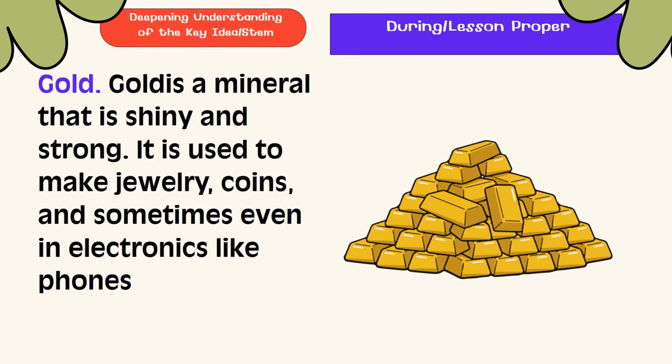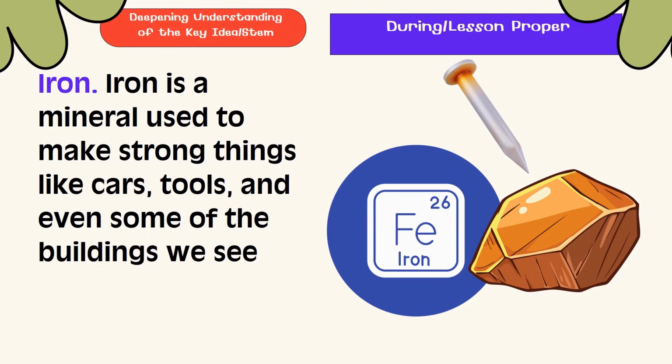Gold. Gold is a mineral that is shiny and strong. It is used to make jewelry, coins, and sometimes even in electronics like phones. Iron. Iron is a mineral used to make strong things like cars, tools, and even some of the buildings we see.